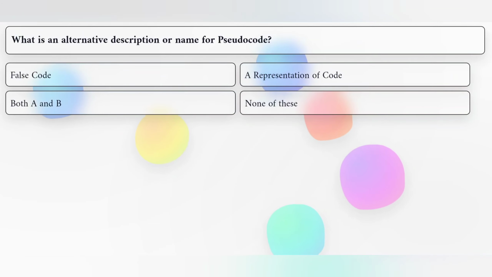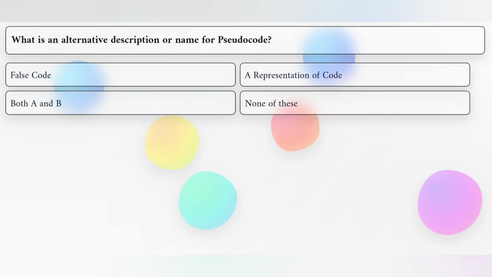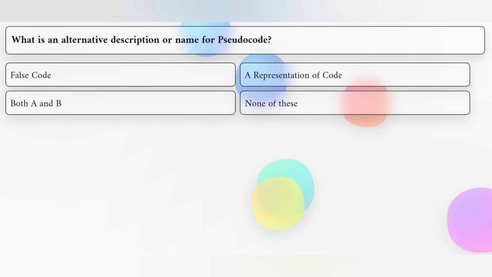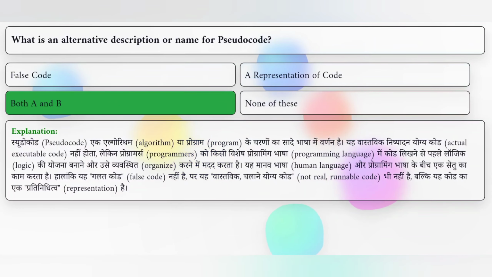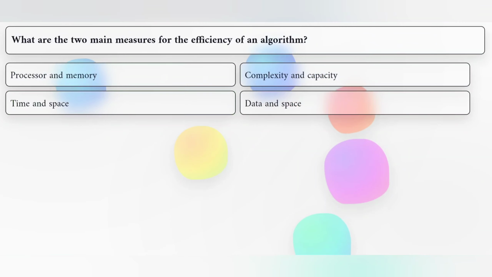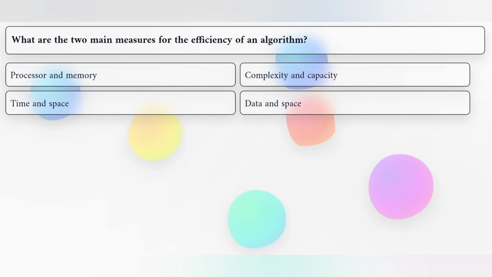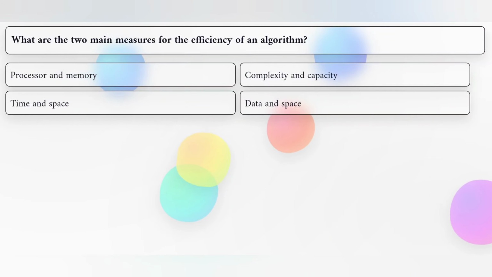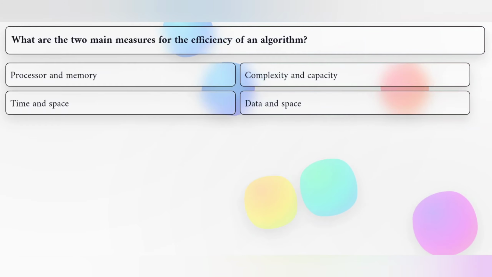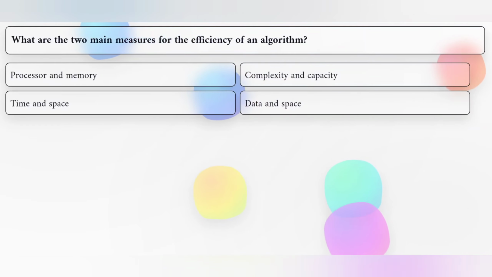What is an alternative description or name for pseudocode? False code, a representation of code, both A and B, none of these. What are the two main measures for the efficiency of an algorithm? Processor and memory, complexity and capacity, time and space, data and space.